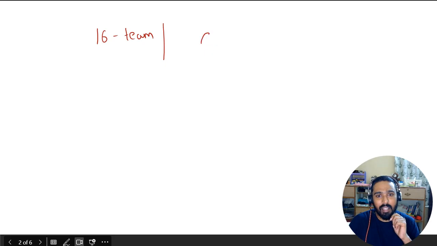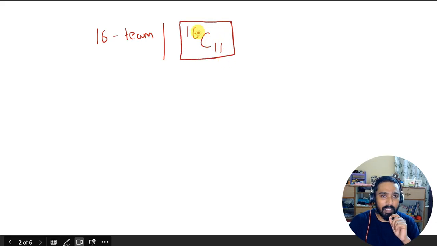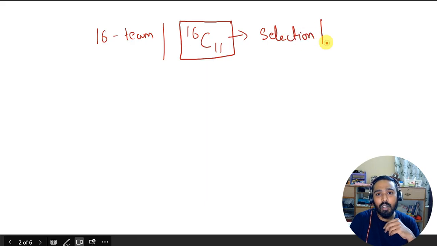That means I have to select 11 players out of 16 players. So these many combinations I will get. I have to select 11 players out of 16 players. इतने सारे combinations मेरे को आएगा, which I call as selection, or combination, right?